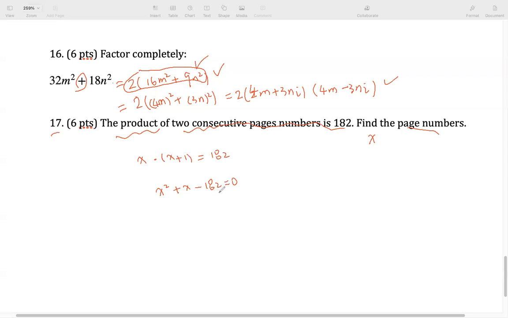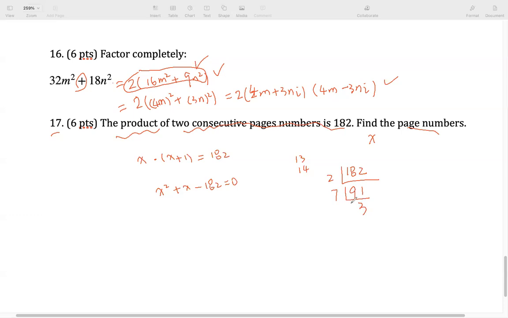Now this can be simplified, right? 13 times 14. If you don't see how to simplify, you can do this. You want to find the factors of 182. First, you see this can be divided by 2. 2 times 9, 18. 2 times 1, 2. Then 91 can be divided by 7. 7 times 3, 21.